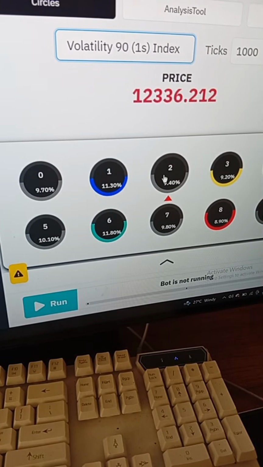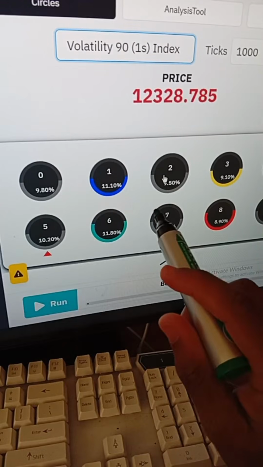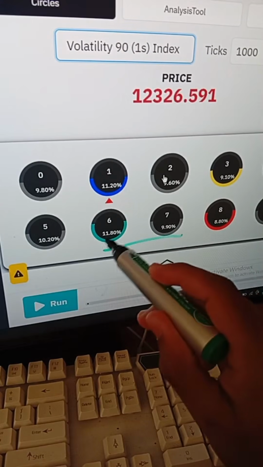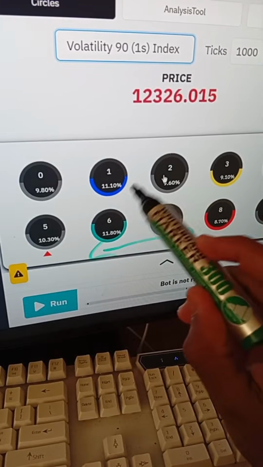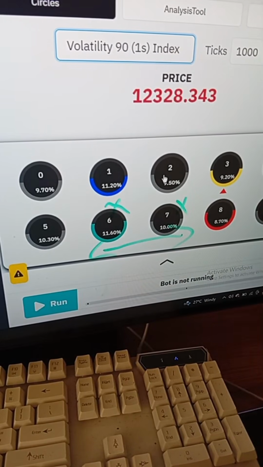Okay, this one is a good one, but the problem is 6 is too close to us. Remember, the green circle, if you're trading under 8, should always be 2 numbers away, okay? So if you're trading under 8, the green circle should never be on 6. It should never be on 7, okay?